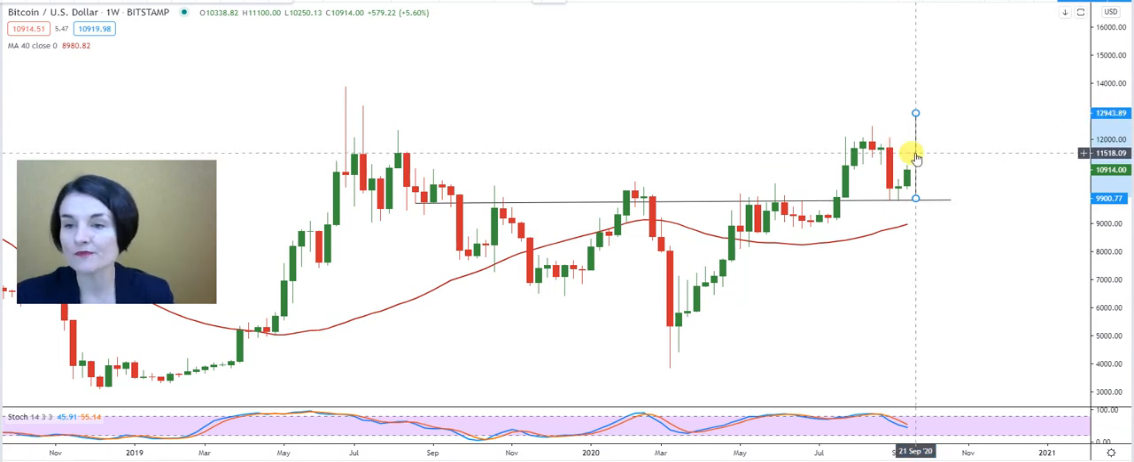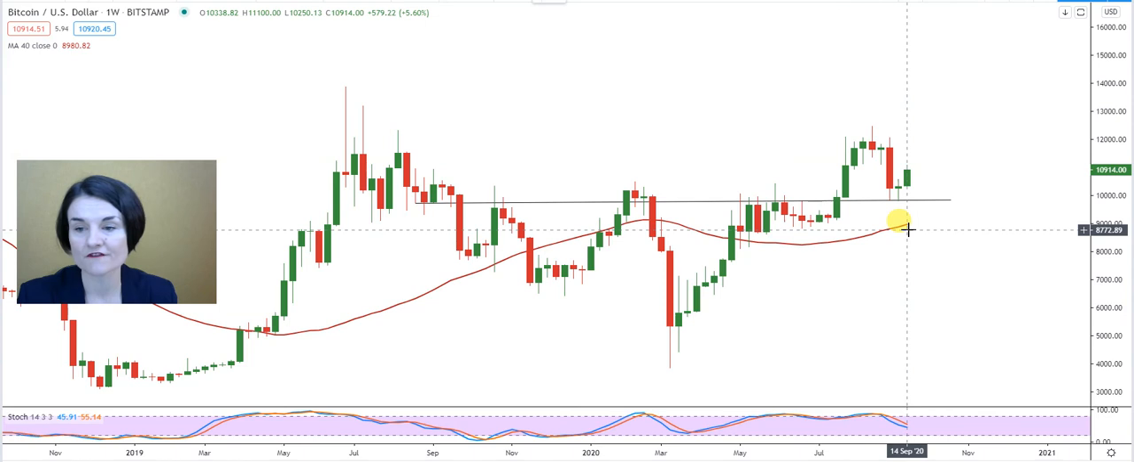12,943. I will only be concerned about this graph again when my 40-week moving average waiting at 8,980 changes into a resistance again.